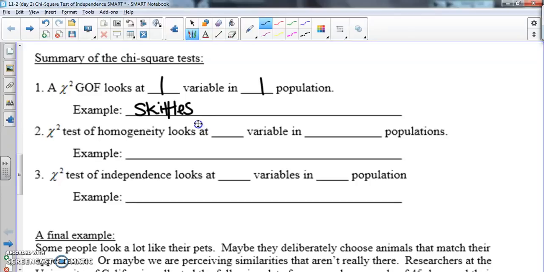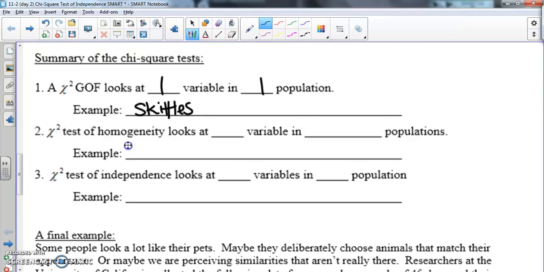What we did on that example is we looked at the one variable, which was color. I know there was red, orange, yellow, green, purple, whatever. But we looked at the one variable, color, in one population, all Skittles. And we were comparing the sample that we took to the claim that they gave us, okay?